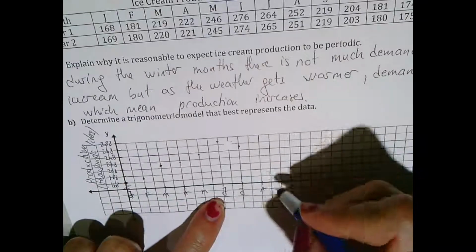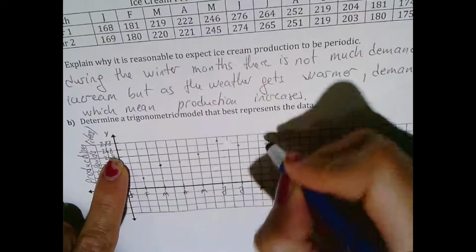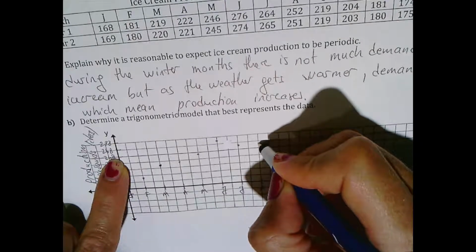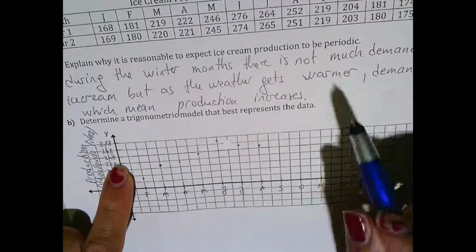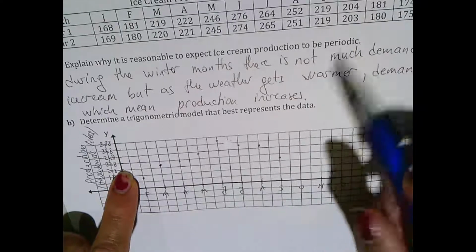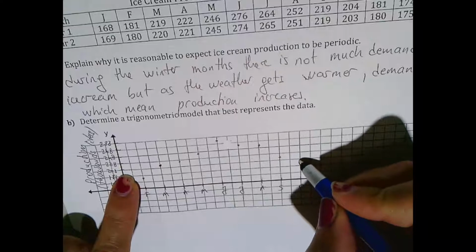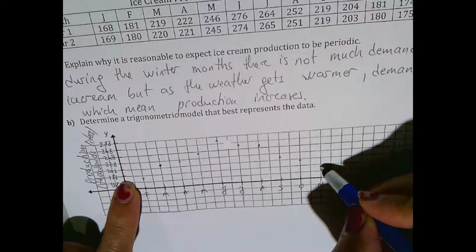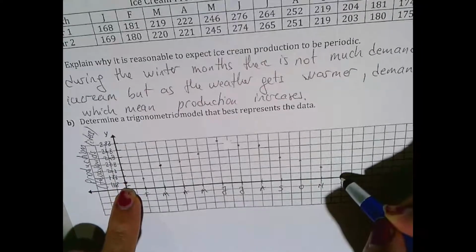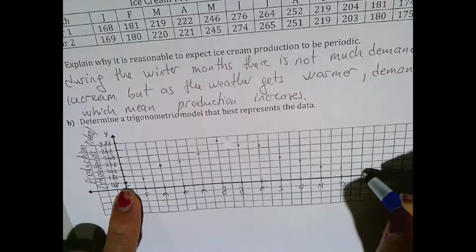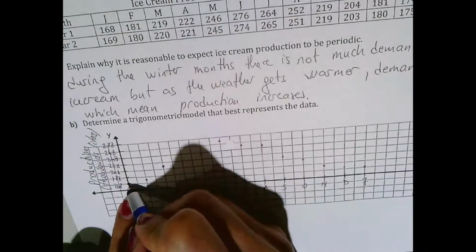And then I have 252 in August, so 252 will be here. And then I have 219, which is here. And then I have 204, which is below 208. And then I have 181, which is here. And then I have 174, which is here. And then it starts again with January 169.